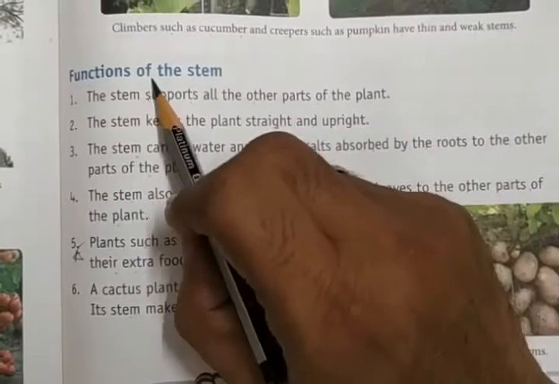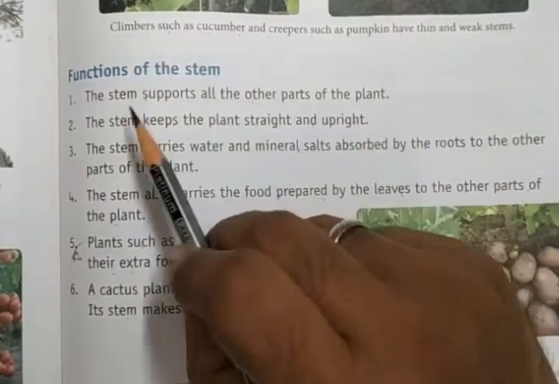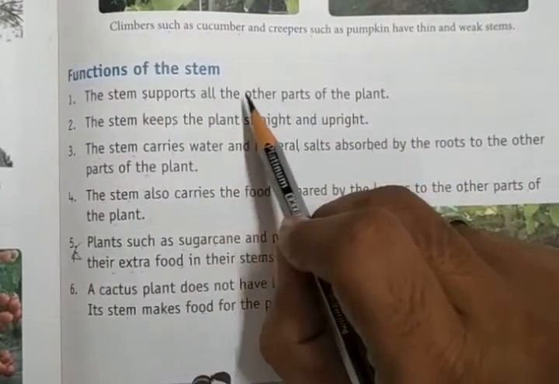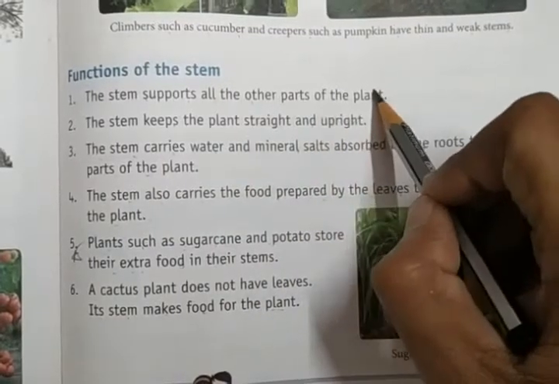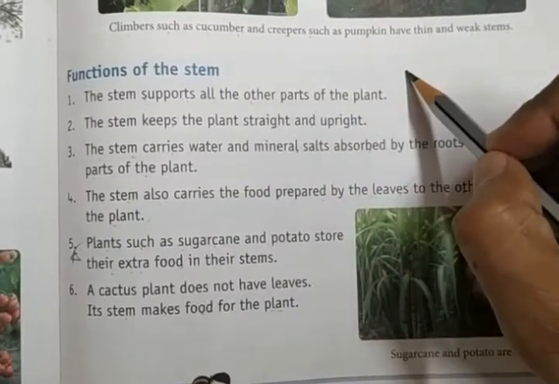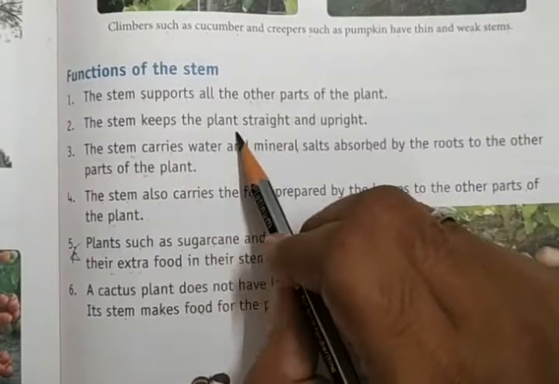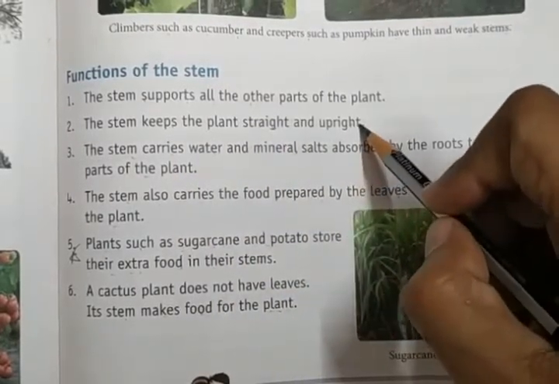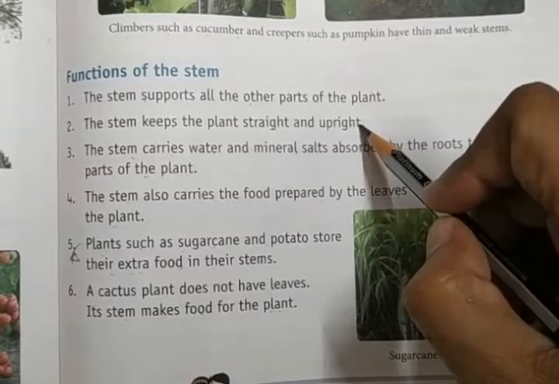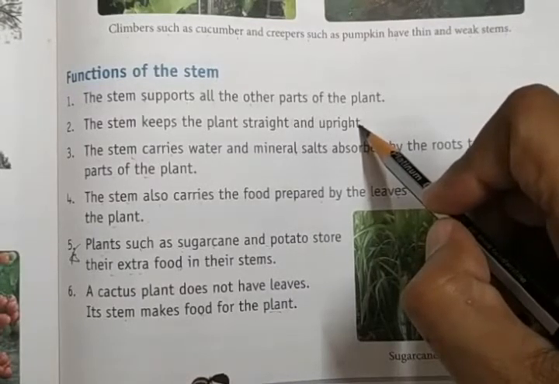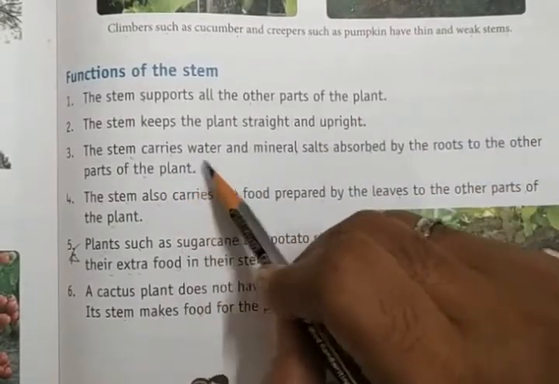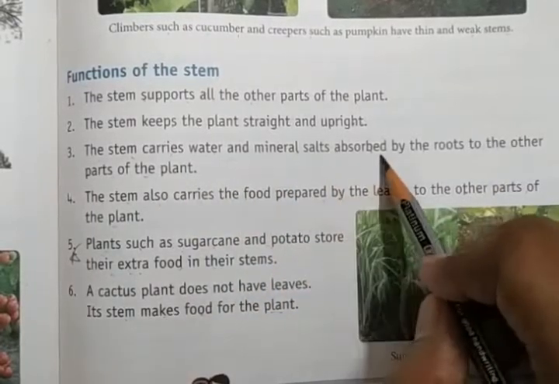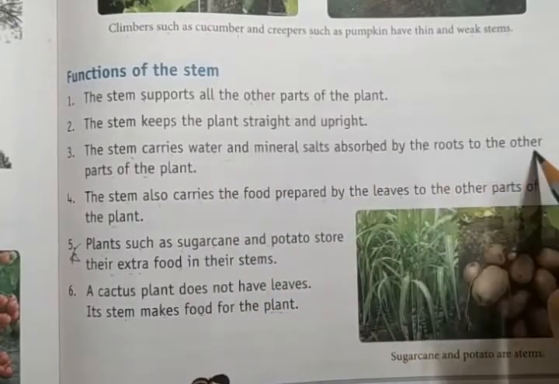Okay. Functions of the stem. Right? The stem supports all the other parts of the plant. The stem keeps the plant straight and upright. Okay. The stem carries water and mineral salt absorbed by the roots into the other parts of the plants.